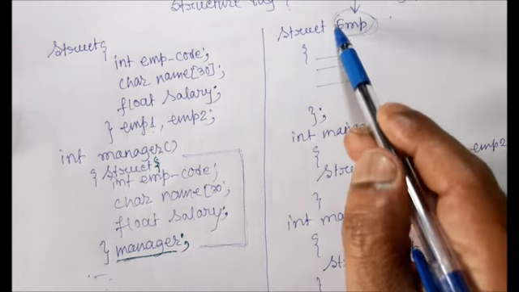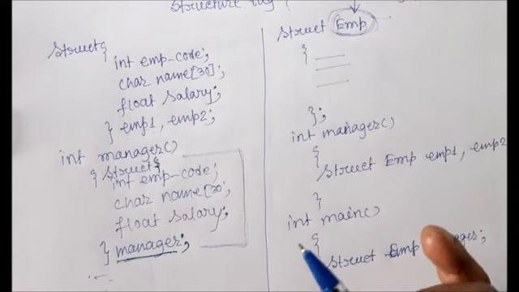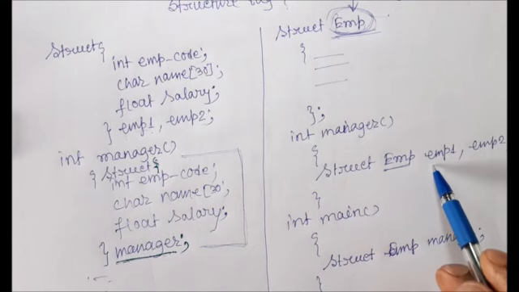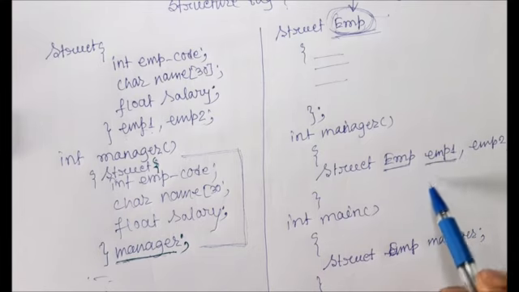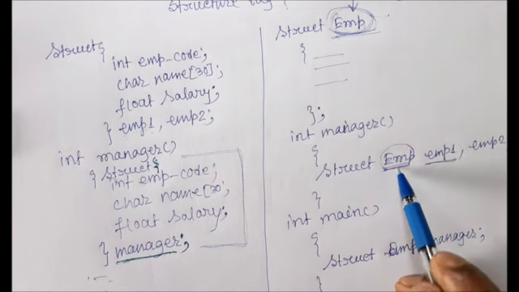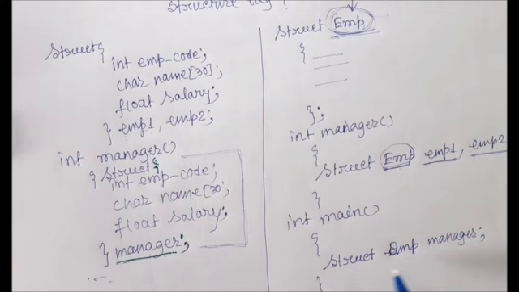So why is the structure tag used? The structure tag is used to identify a particular kind of structure. With the help of the structure name, we can declare a variable anywhere in any function. Here the name of the structure is emp. With the help of this name, or structure tag, we can declare the variables here, emp1, emp2. Also we can declare a variable in the main function. Manager is another structure type variable. So that is the need of creating a structure type. This is the need of the structure tag.